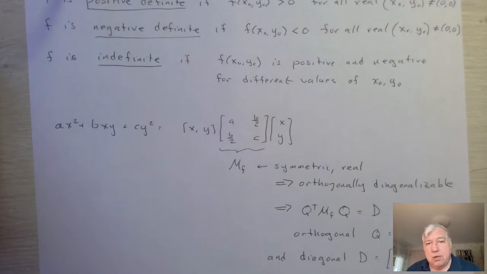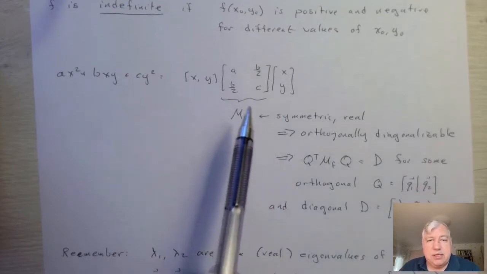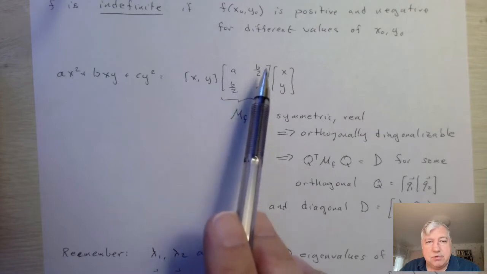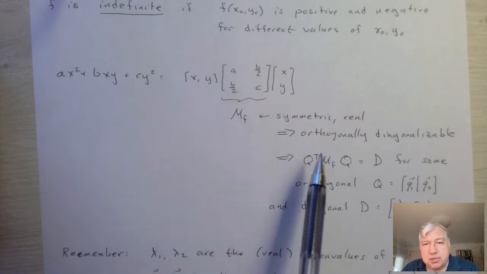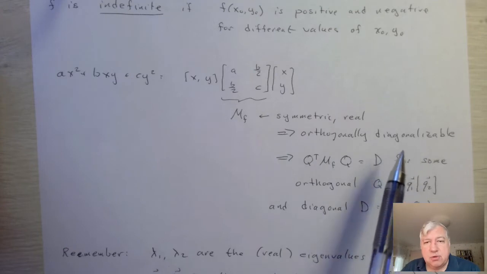One thing you'll see about this matrix is that it's symmetric. You can see it very clearly, because of the b over 2 entries here. It's real, so it's orthogonally diagonalizable. So that's lucky for us.